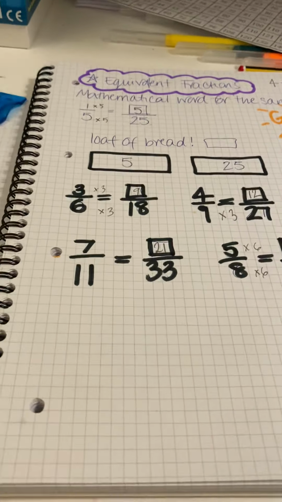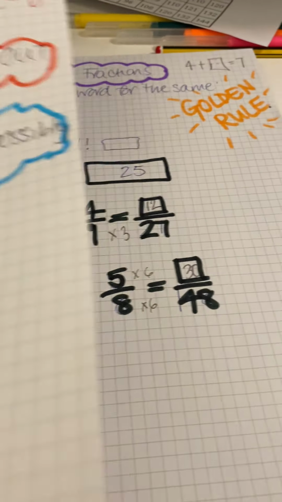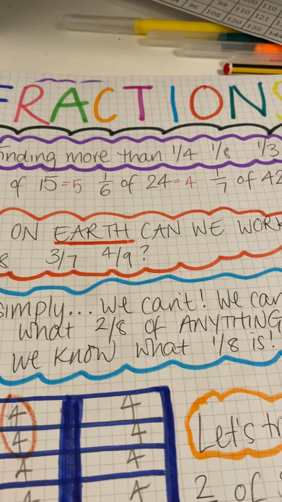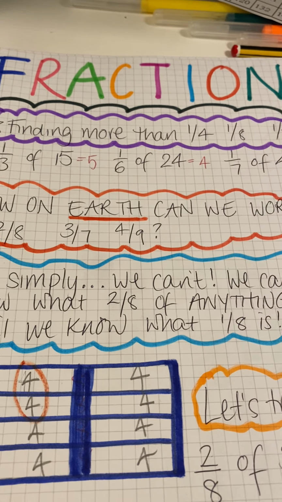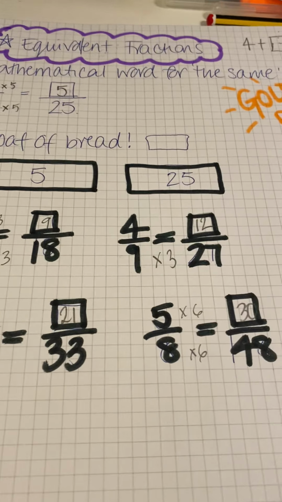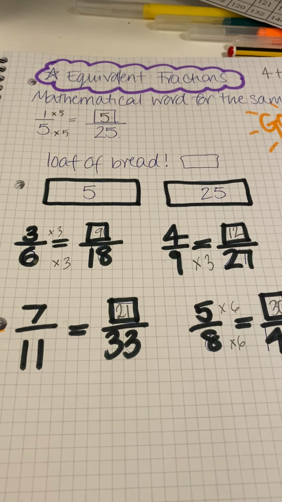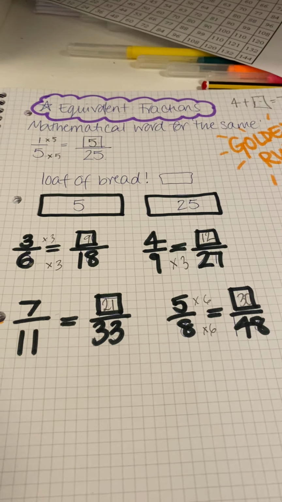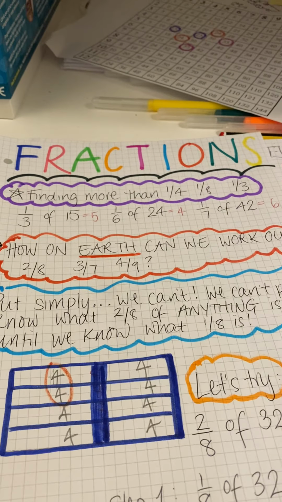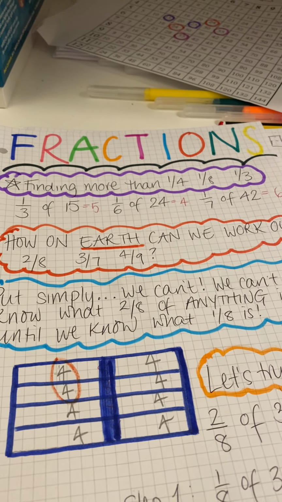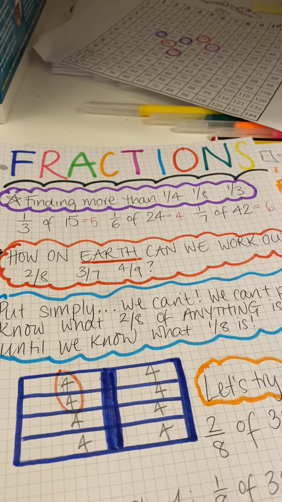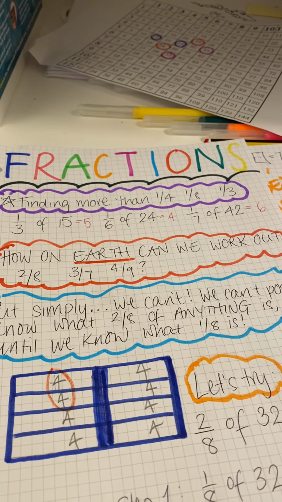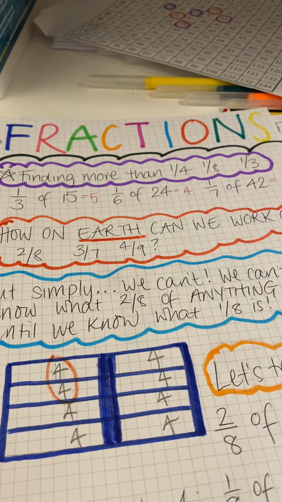So today was a little bit of a whistle-stop tour of finding more than one something in a fraction, and also equivalent fractions. I hope you found that useful, and I will carry on the series tomorrow. And please, as ever, let me know if there's anything that you haven't understood or you would like a little bit clearer explanation of, and I will happily do that.